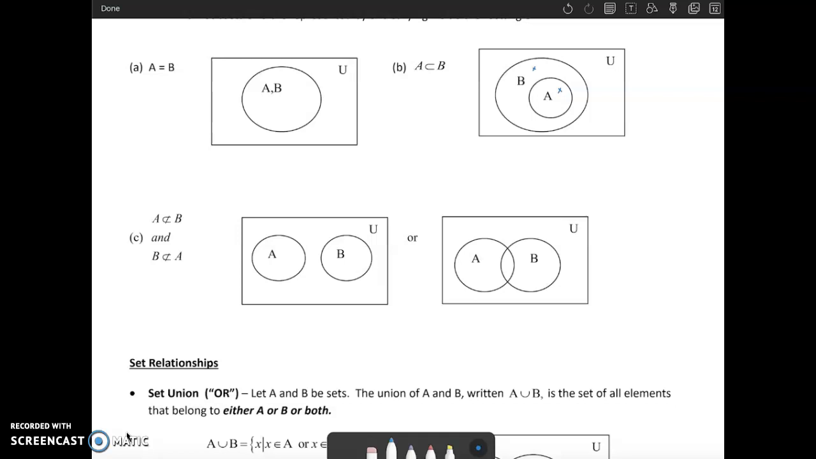And then we have the cases where neither set is a subset of the other one. So that could manifest a few different ways. You have your rectangle U, your universal set, and you have these different A and B circles floating around in there. They may overlap, they may not, but one of them is not contained inside of the other one.